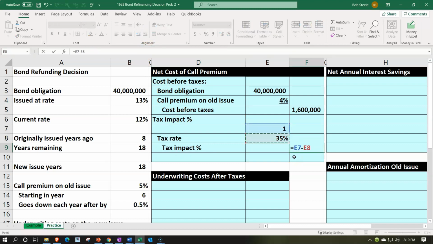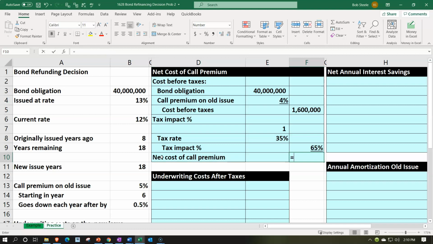1 minus the 35%, making that a percent, number group, percentifying it. Underline it, font group and underline. That's going to give us our net cost of call premium. And this is going to be equal to the 1,600,000 times that 65%. There we have the 1,040,000.